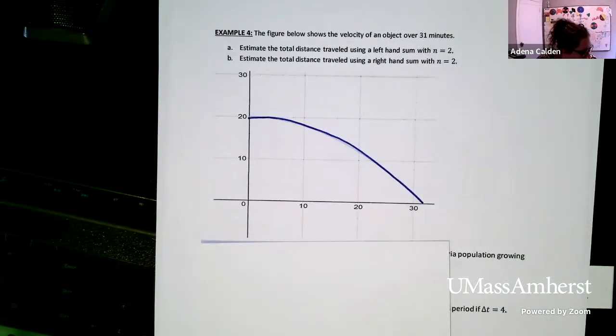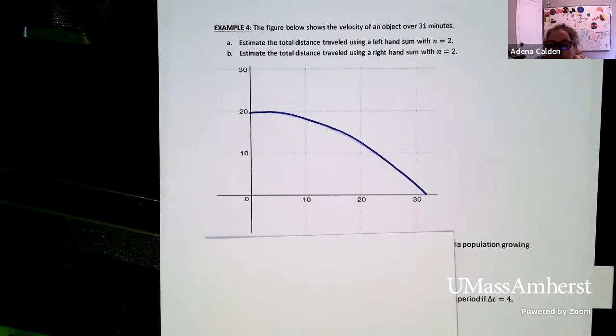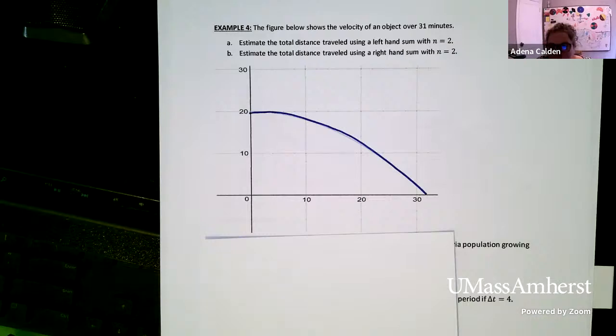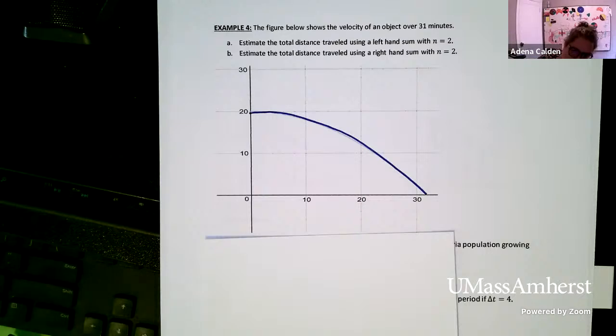So here we have a picture that shows the velocity of an object over 31 minutes. We don't know what the object is, but we know that at time equals 31, it's moving at 0 feet per second, or whatever you want the units to be. And at time equals 0, it's moving 20. We want to figure out the total distance traveled using a left-hand sum with n equals 2. And we want to figure out the total distance traveled with a right-hand sum with n equals 2.